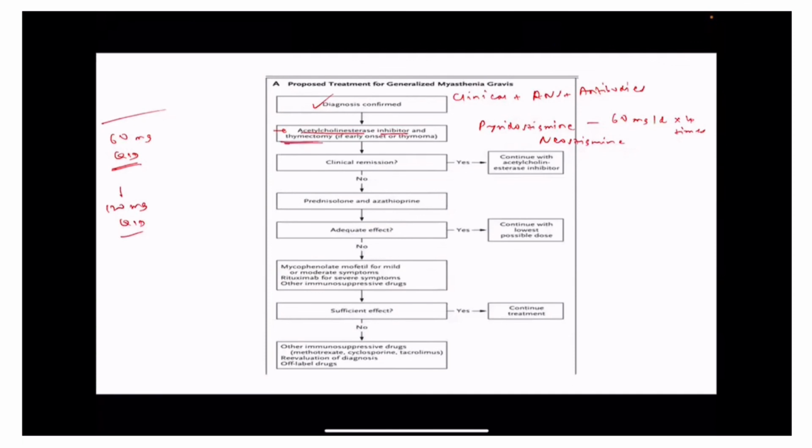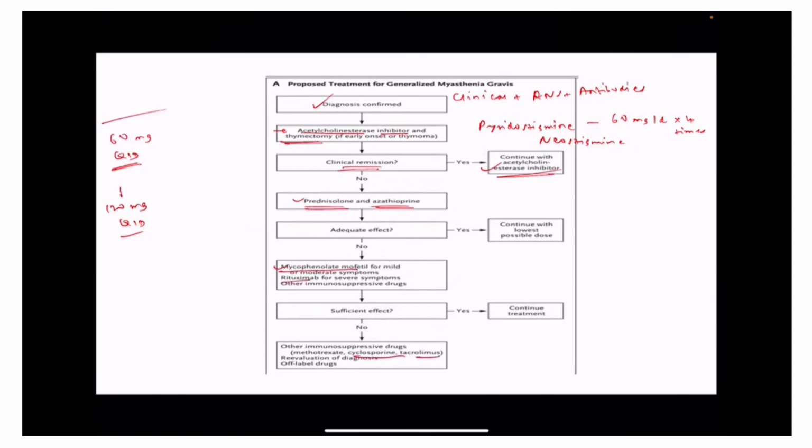I told you the relation. Once you do thymectomy, around 50% of the patients don't need any treatment. We see if the patient has improved or not. If the patient has improved, we continue with these drugs. Usually these patients need these drugs for a long time. If the patient does not improve with these drugs, we usually have to give them prednisolone or azathioprine. If still they do not improve, we have to give other drugs like mycophenolate mofetil or rituximab. And if they still don't improve, we go for cyclosporine or tacrolimus.